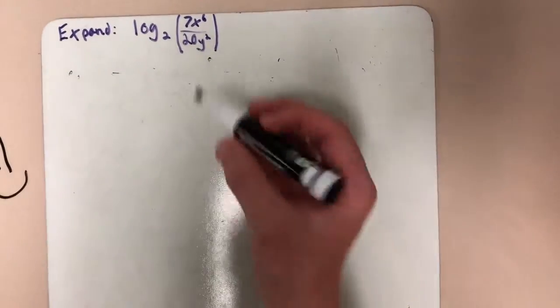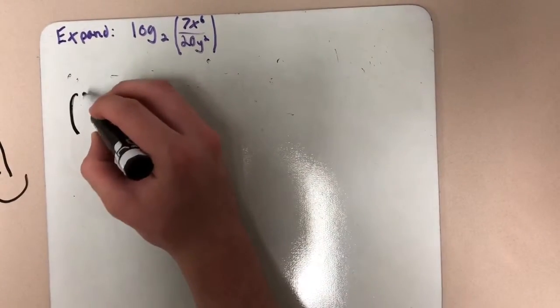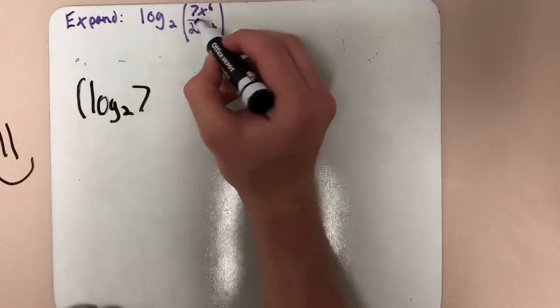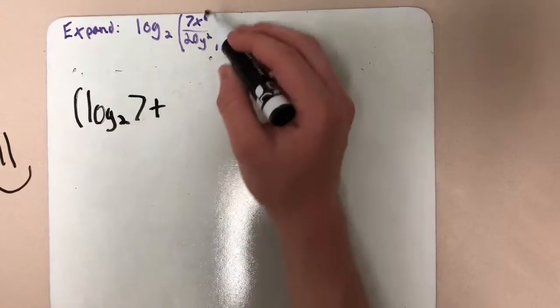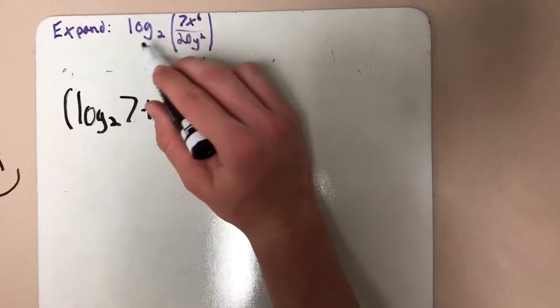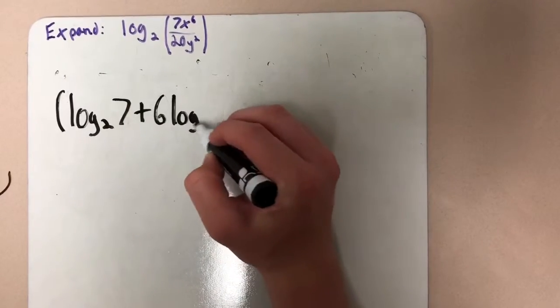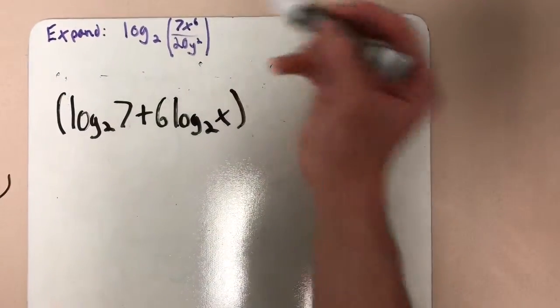So we're gonna start with the 7, and we're gonna start with the parentheses, and it's gonna be log base 2 times 7. And since it's multiplication here, it'll be addition in the parentheses. And the exponent goes to the front when distributing the log base 2. So it'll be 6 log base 2 times x, and we close the parentheses since it's on top.